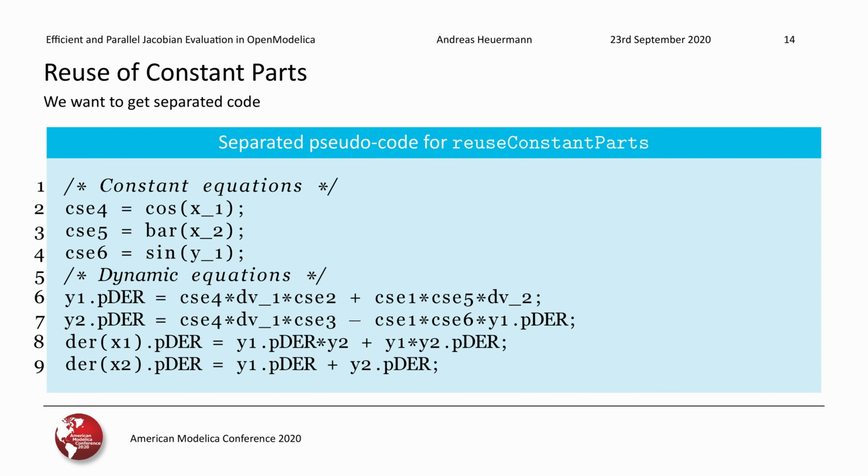And this is how we would split the generated code as pseudo-C code. First we have constant equations independent of the seed vector, and then dynamic equations that are recomputed for each seed vector. That's the general idea if we have no loops present.